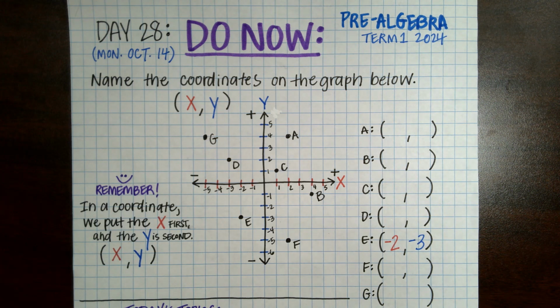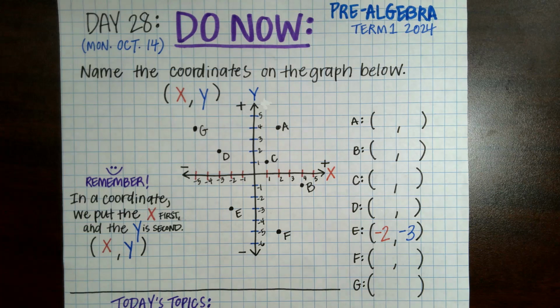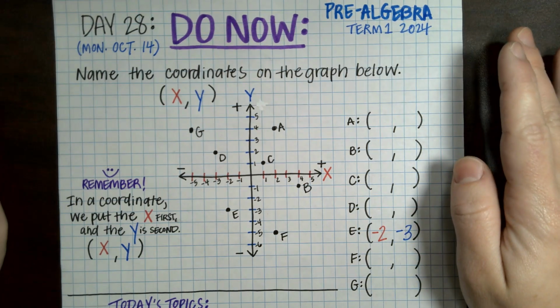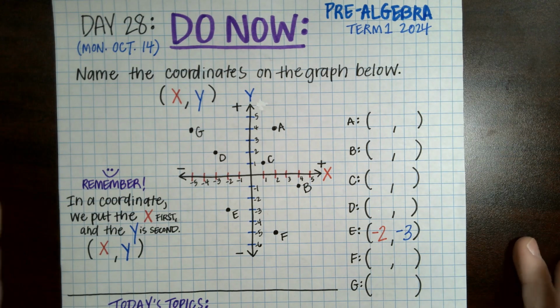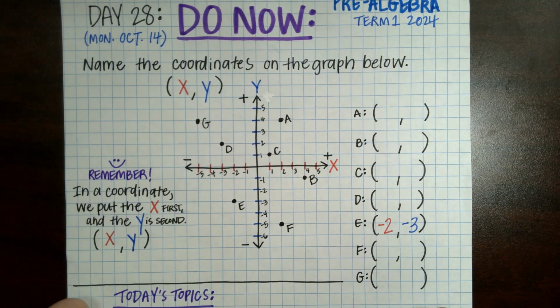All right, guys, let's go ahead and look at our do now. Today, what I had you do is look at this graph and name the coordinates. So before we go through and name all of these, what are some of the struggles that you guys encountered while naming these? What do you think was the most difficult part? Or did y'all get it?